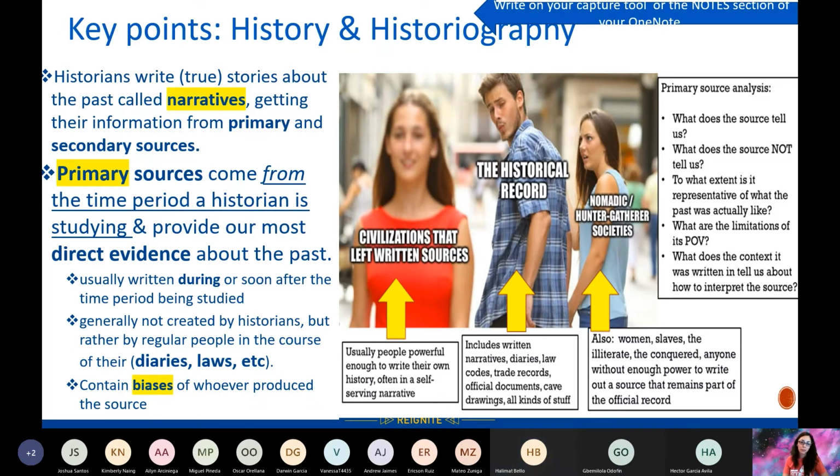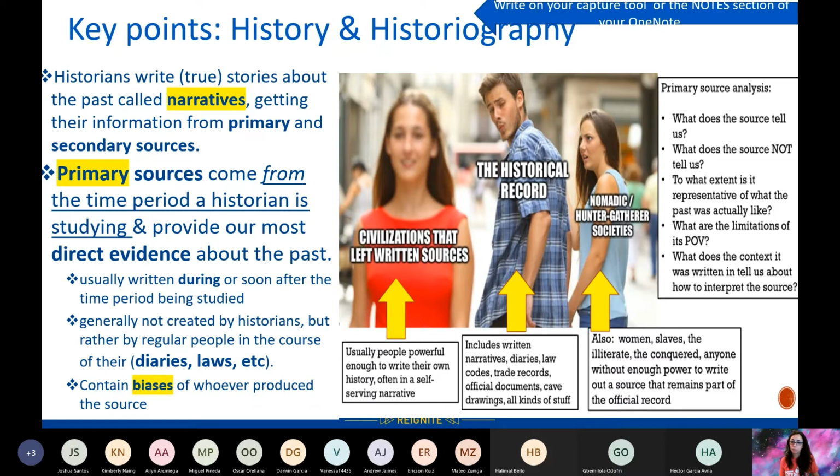All right, so primary sources come from the time a historian is studying. That means if I'm interested in ancient Rome, a primary source would be made around, I don't know, the year 4 BC, or whatever. They're written during the time a historian is studying, and they provide our most direct evidence of the past. Usually these sources are created, like the slide says, by regular people, but it's not regular people. It's people with enough power and education to leave written sources. And for most of history, that has not included everybody.